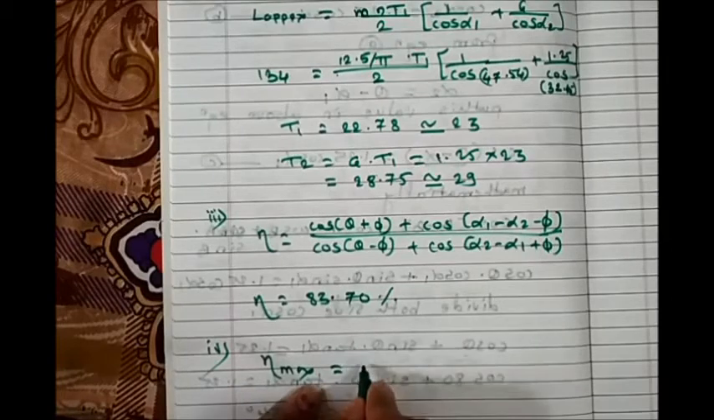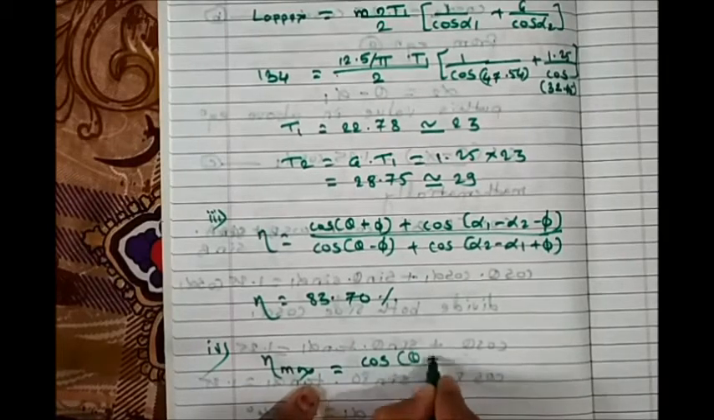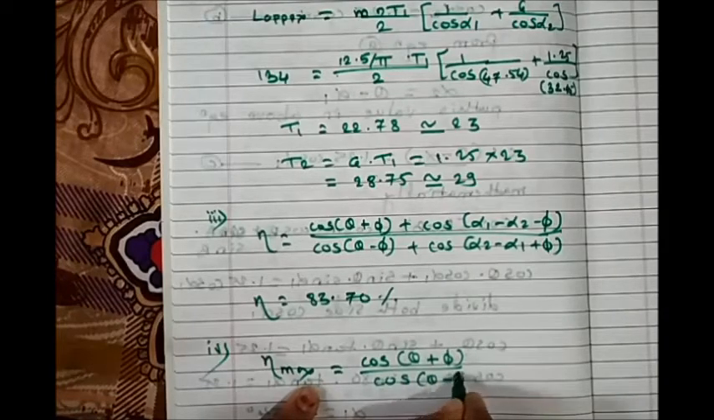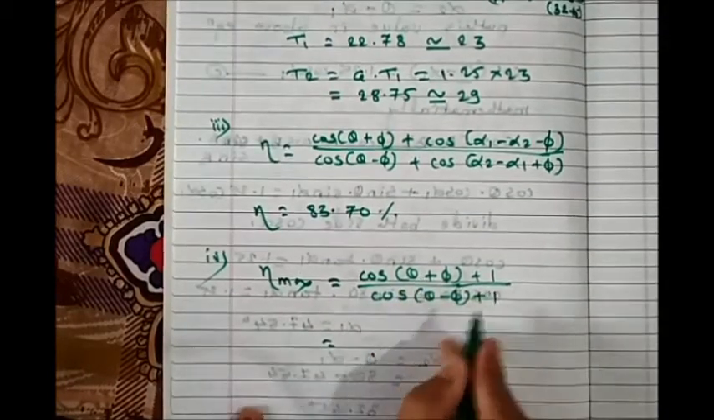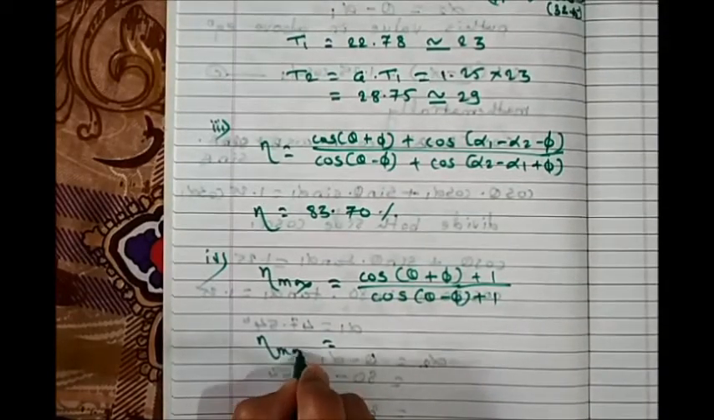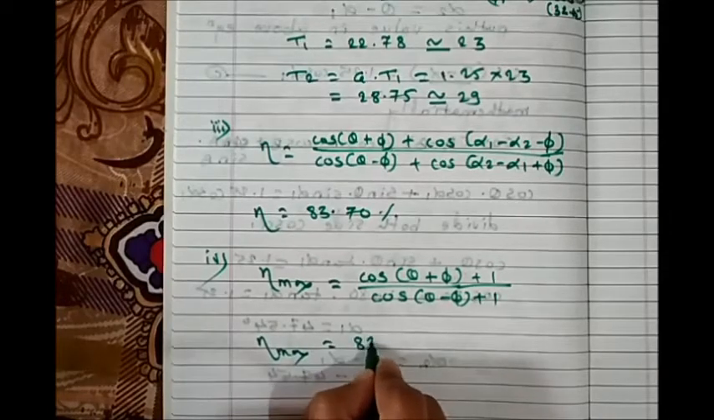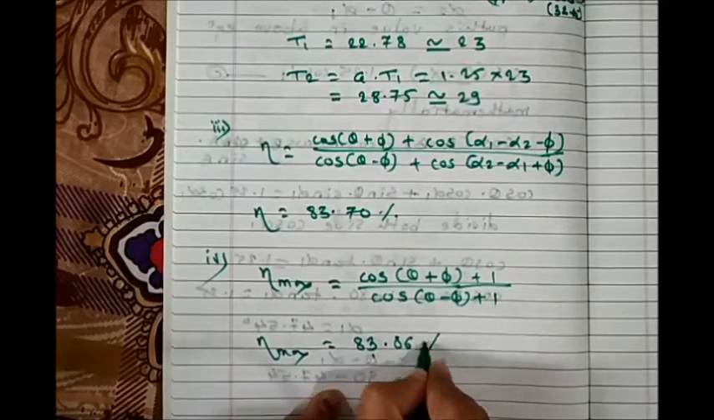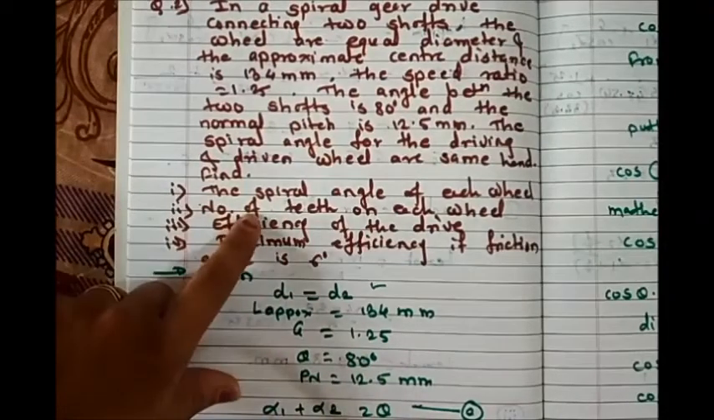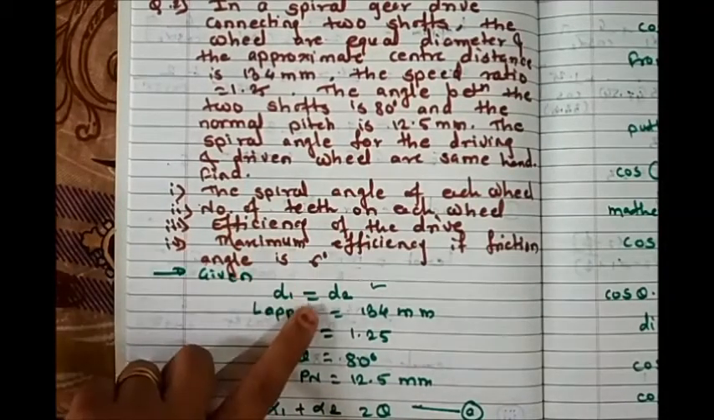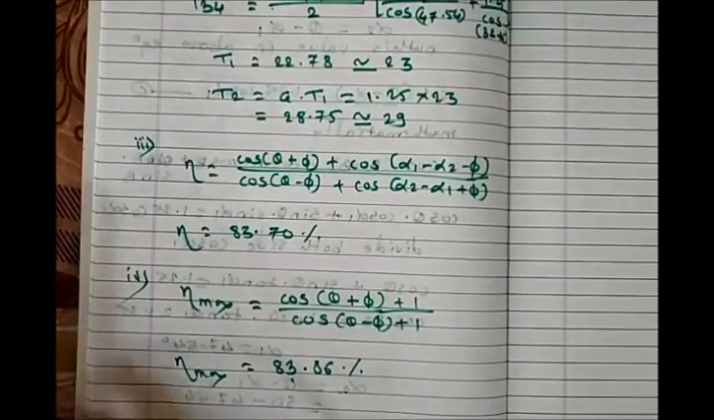So maximum efficiency is equal to cos of theta plus phi divided by cos of theta minus phi, plus 1. Again we know the theta, we know the phi, so we get maximum efficiency 83.86%. So in this way we get the spiral angles, number of teeth, and efficiency of the spiral gear. I hope you get the idea. Thank you for watching the video.